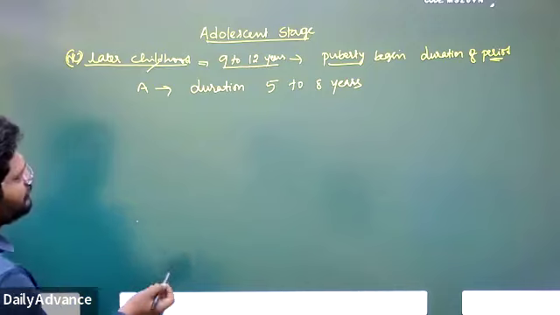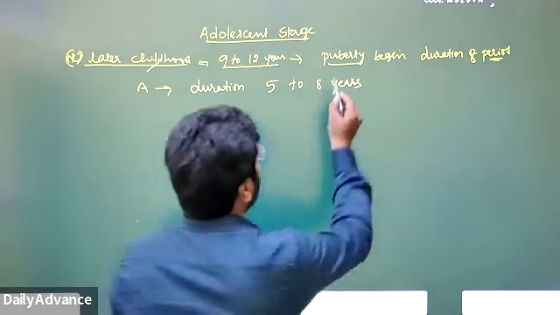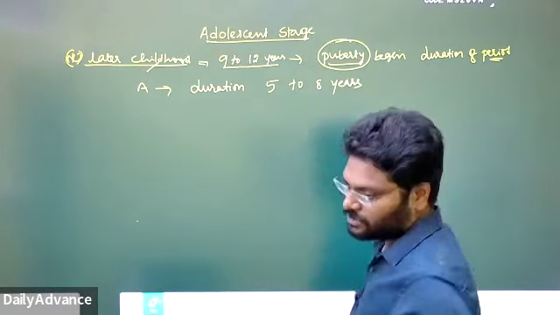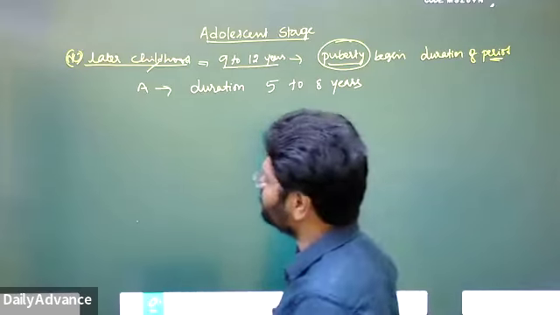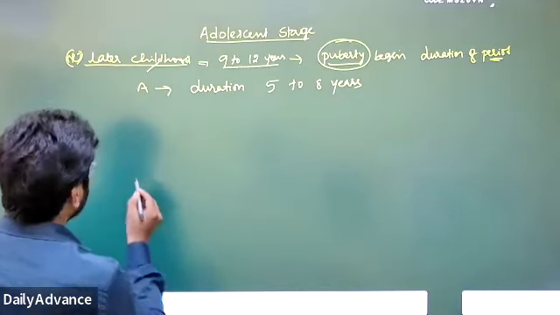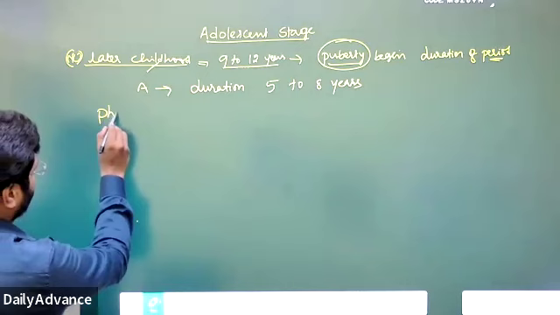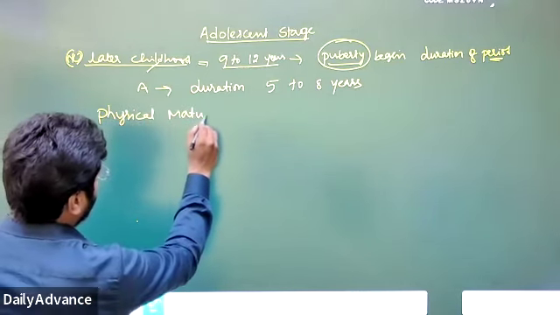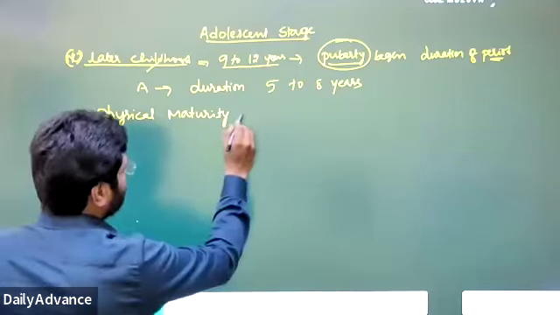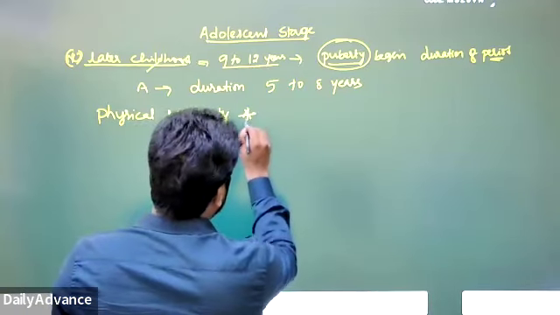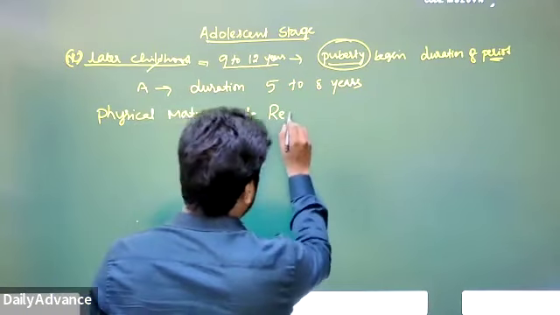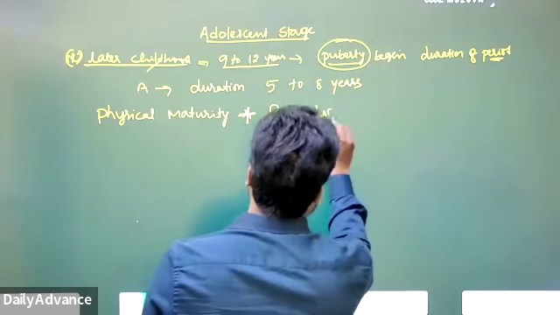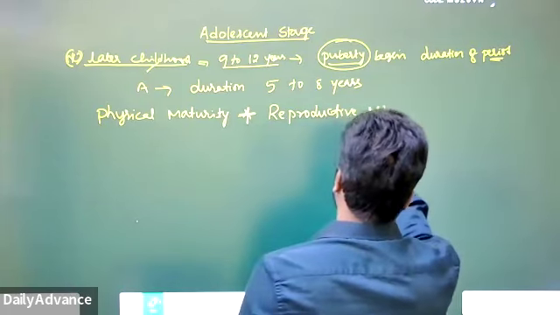So the adolescent stage means it is mostly the puberty period. In the adolescent stage, an individual organism reaches physical maturity plus reproductive maturity.